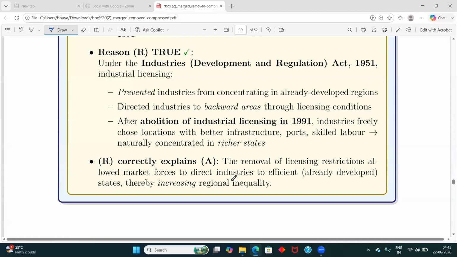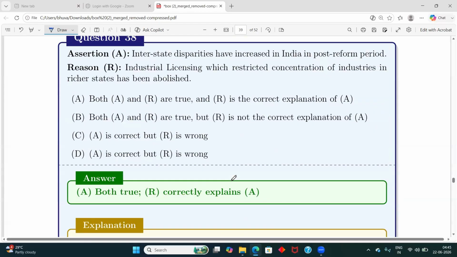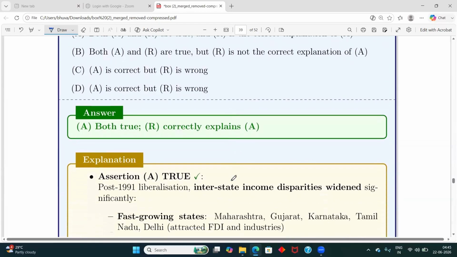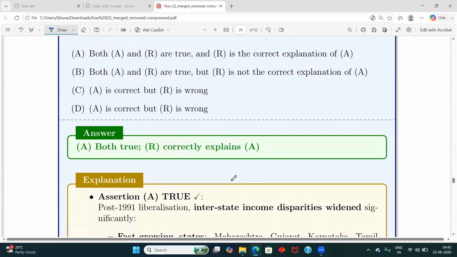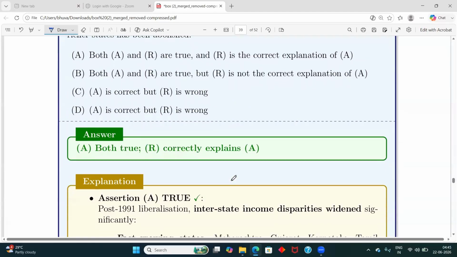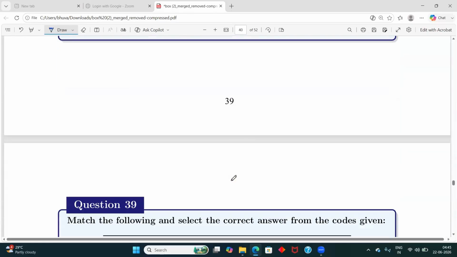When the government had industrial licensing, there was a long process. After this restriction was abolished, the market became competitive and new firms entered, so it led to significant effects. So that's why option A is correct: both assertion and reason are correct, and the reason is the correct explanation of the assertion.